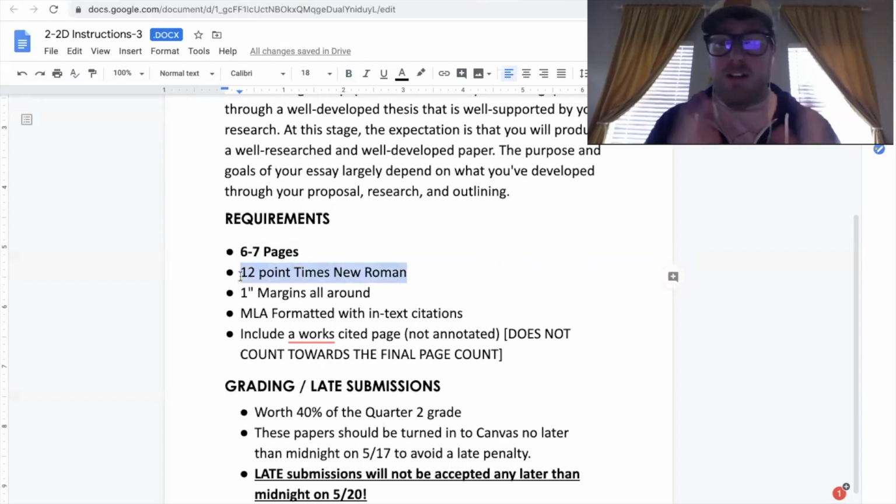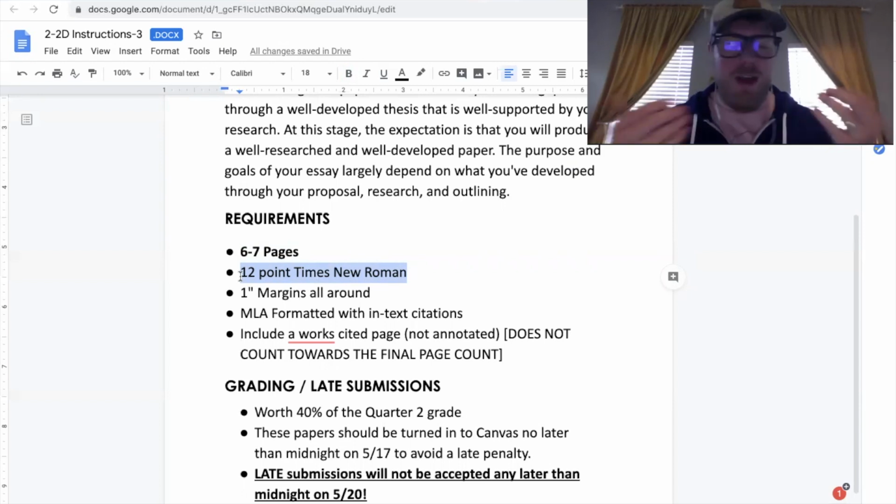Now, 12-point Times New Roman, that's just a fairness thing. If you turn in a paper that's 6 to 7 pages, but it's an 18-point Arial font, guess what? I'm going to open that up. I'm going to change the font to Times New Roman 12-point, and I'm going to see what the length is. So don't try to cheat me on fonts, guys. Really try to focus more on the content. This format here is just so that we're all working with the same tools, right? 1-inch margins all the way around.